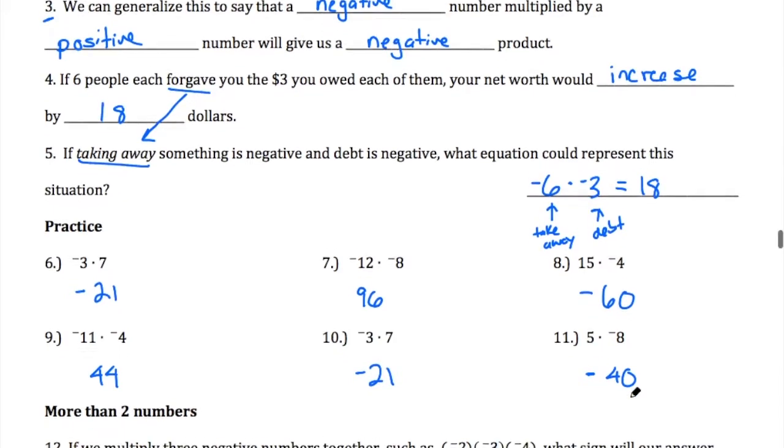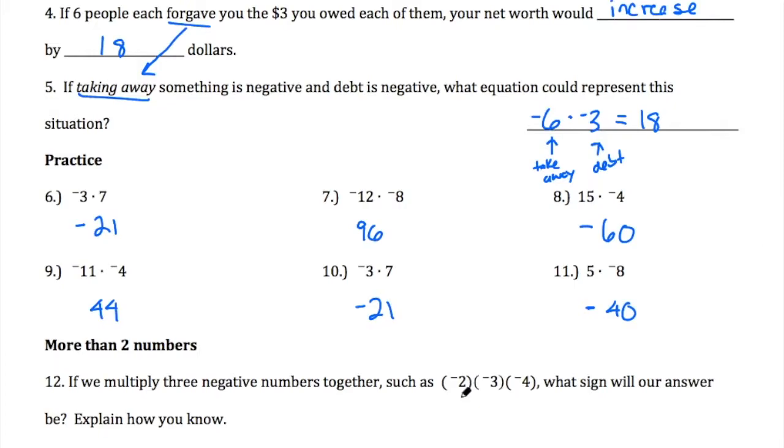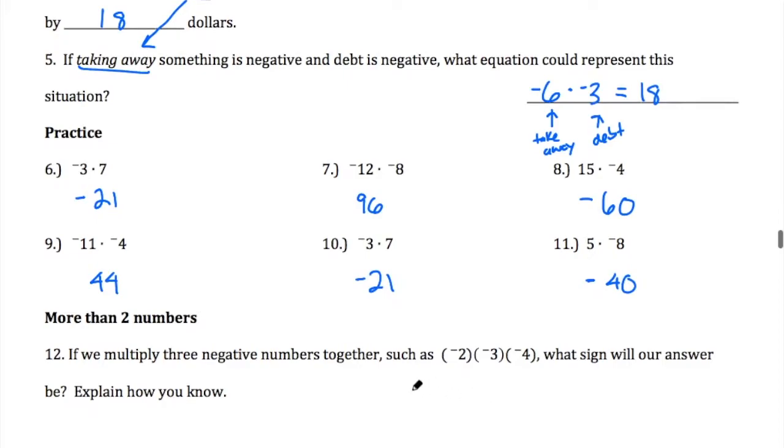Okay, so now let's consider the situation where we might have more than 2 numbers being multiplied. So if we're multiplying 3 numbers together, such as negative 2 times negative 3 times negative 4, what sign will our answer be? Okay, well, if we were to approach this, we would maybe think, let's do the order of operations, and let's take care of the first 2 numbers, and then we'll get the negative 4 after that. Remember, these parentheses are telling us to multiply these by each other.